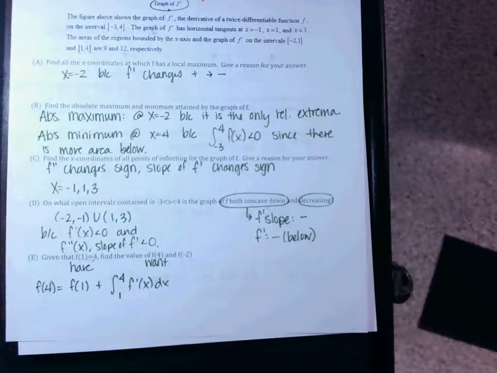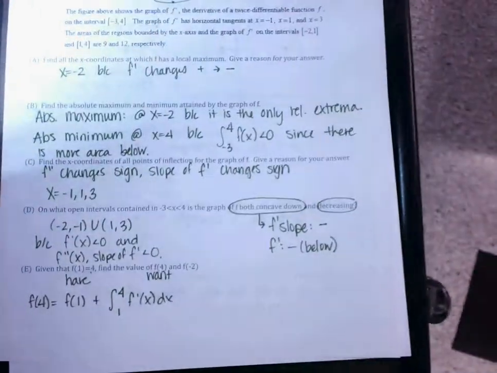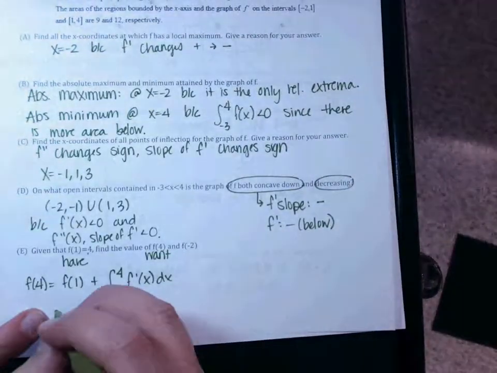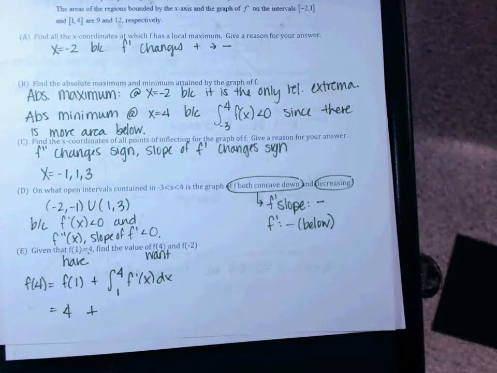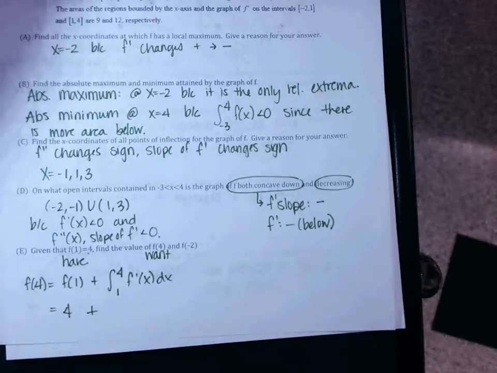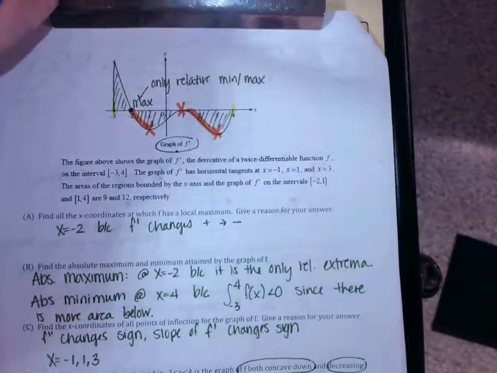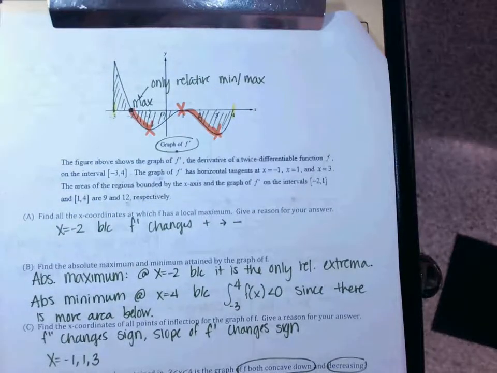Okay, now, what was f of 1 we said? 4 plus, and then how would we do the integral from 1 to 4? The area. The area. Now, look at your graph. We don't know what those shapes are. Go back and reread it. What does it say about the areas?